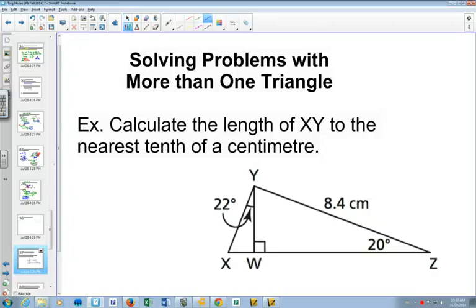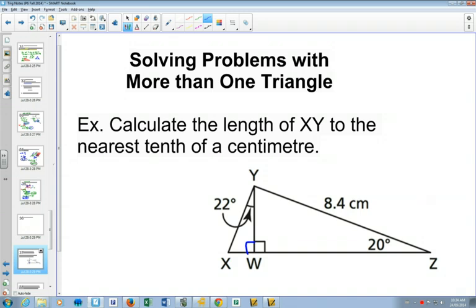Okay, solving problems with more than one triangle. So we want to calculate the length of xy. When I have more than one triangle, we can't always label with little letters right across from it because there's more than one triangle, so I don't know what letter I would put here. Would I put W because it's opposite of W here, or should I put Z because it looks like it's opposite of Z? Often what people do when they're trying to solve for something, they just put an X.